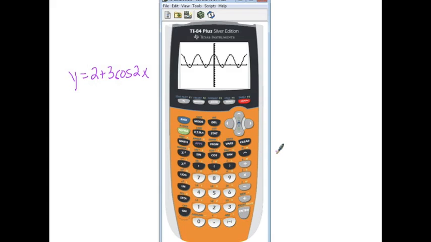Okay, that wraps it up for section 4.6 and all the graphing of the trig functions of sine, cosine, and tangent. You should know how to be able to graph those by now.